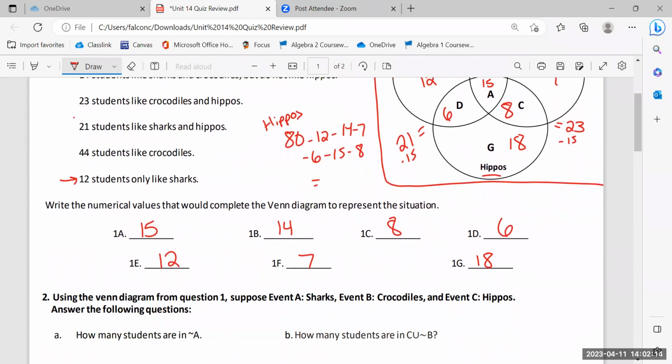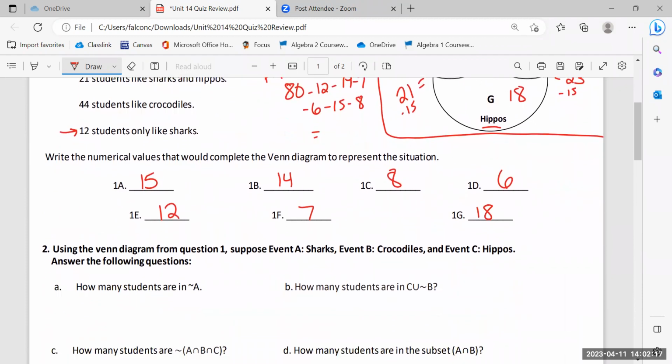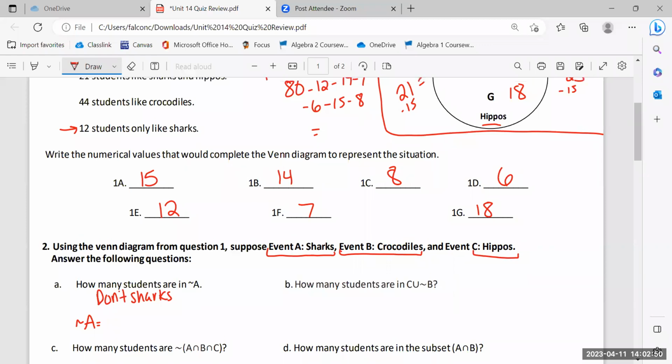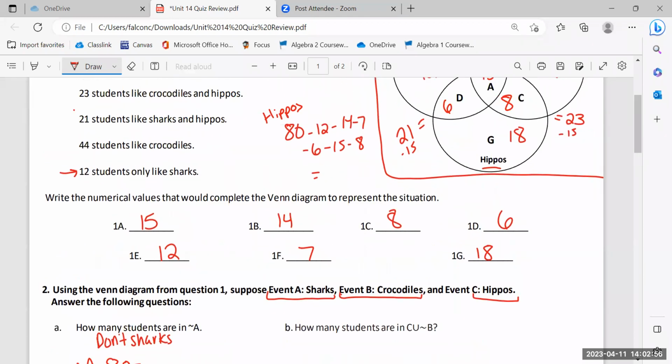All right. So then they have us answer a few questions. So 2A. They said event A is sharks, event B is crocodiles, and C is hippos. If I want to find how many students are in not A, so that don't like sharks, because A is sharks, we can do the entire thing minus what is in A. So we can take our total amount, 80, and subtract what is in A, and that will give us what's not in A.